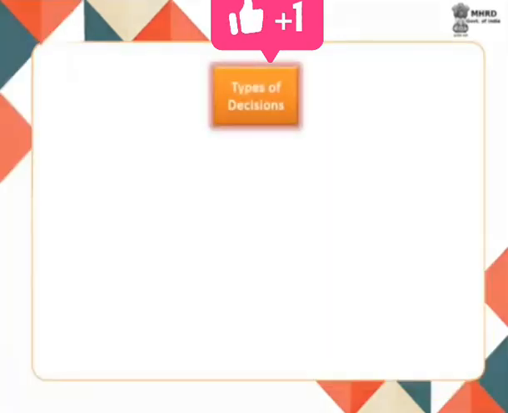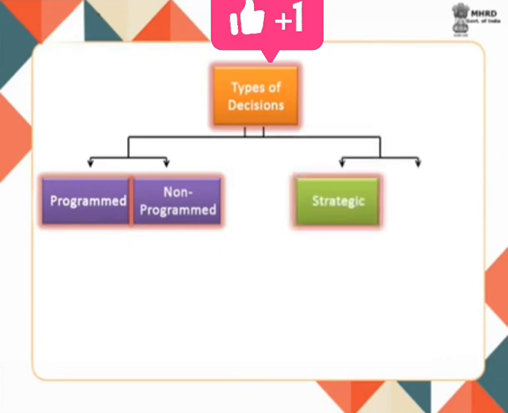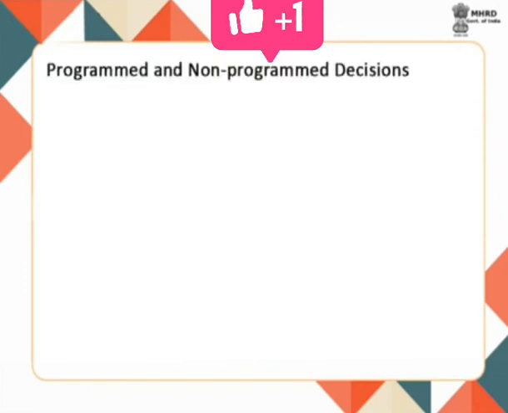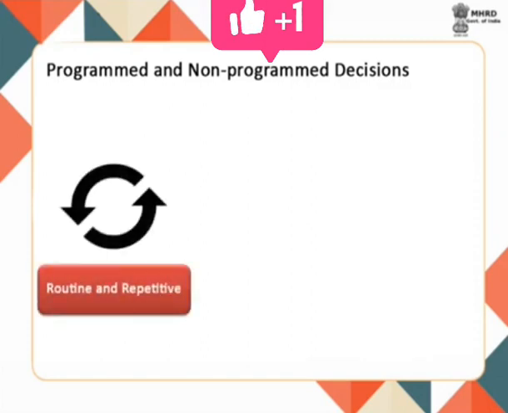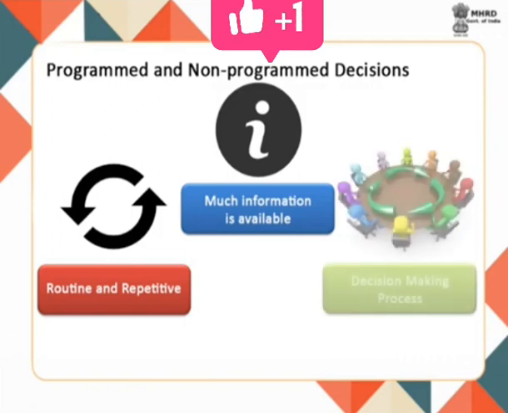There are various kinds of decisions, such as 1. Programmed and non-programmed decisions, 2. Strategic and tactical decisions, 3. Individual and group decisions. These categories of decision making can be briefly explained as follows. Programmed and non-programmed decisions: programmed decisions are routine and repetitive in nature, about which desired information is available, and therefore it neither passes through the decision making process nor decision making stages.